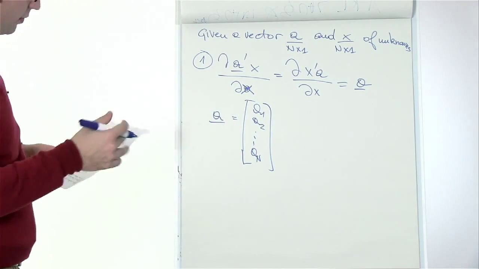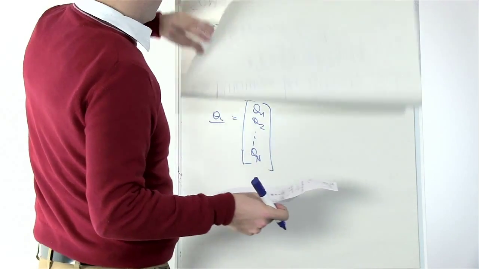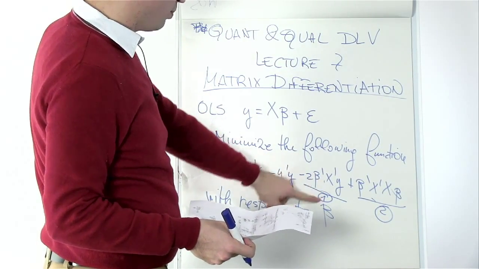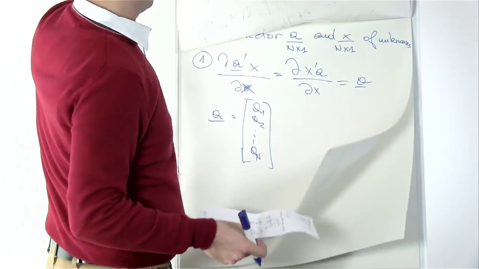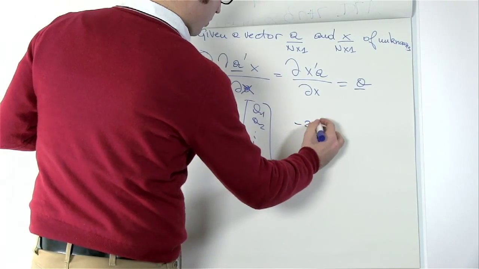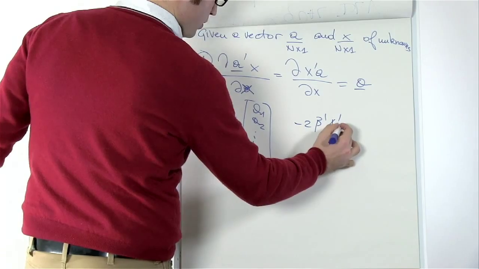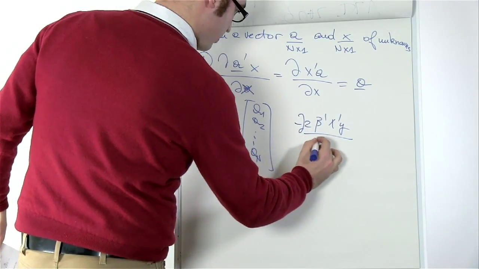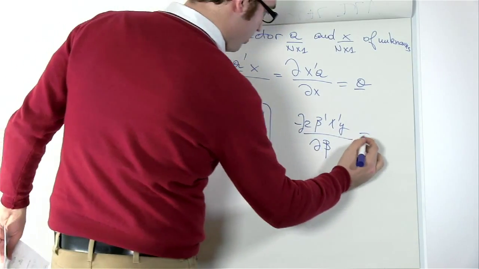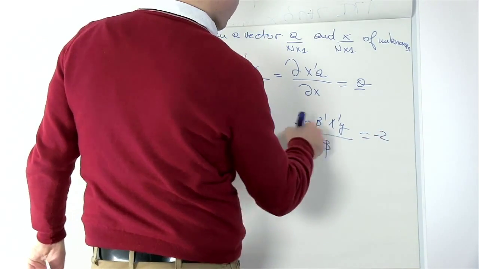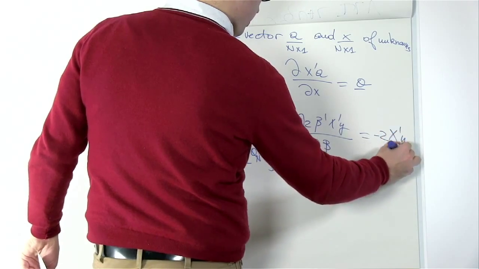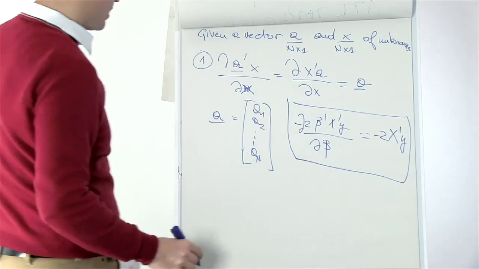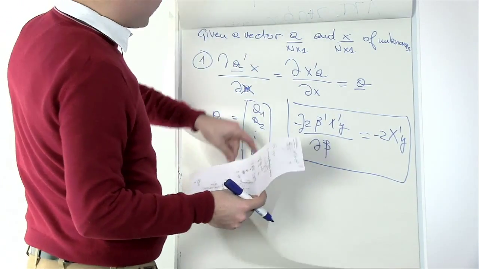The second, and then let's check here: the derivative of this term with respect to beta will be minus 2 x prime y. This is the result.